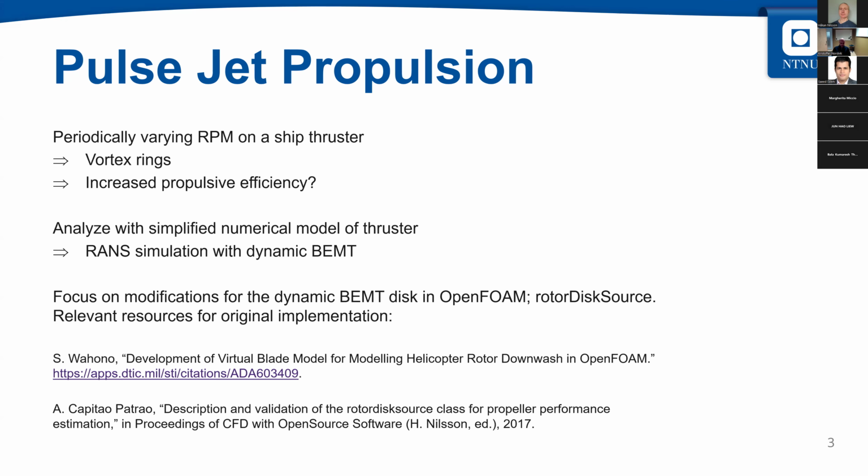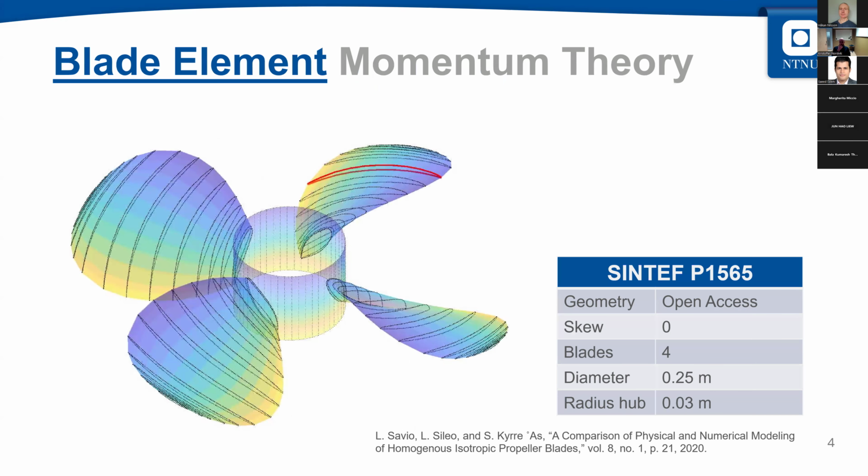yeah, that's relevant material. Starting off with blade element momentum theory, it's two parts. The blade element theory considers the propeller blade divided into sections, and for this specific case, we're considering the SINTEF P1565 propeller, which is an open access geometry. If you look at the reference below here, you should be able to obtain the geometry. This is a model scale propeller with 4 blades.